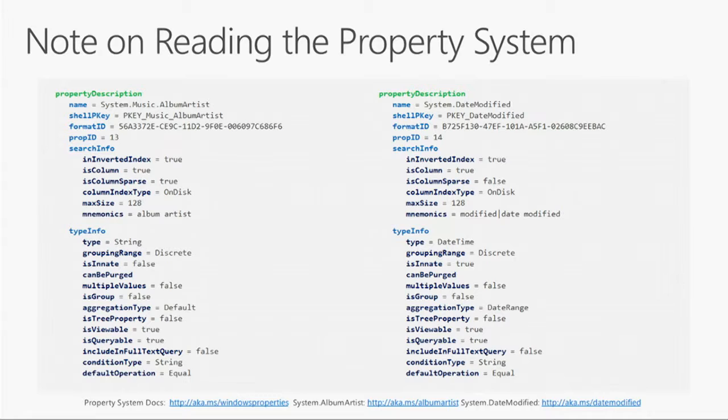You'll see on the left, I have pulled the documentation for System.Music.AlbumArtist, and on the right, the documentation for System.DateModified. You'll see these are both properties in Windows that you could look at right now for any MP3 or WMA file you have on your disk. But there's a lot of information here. What's the stuff that you need to know for the content indexer?